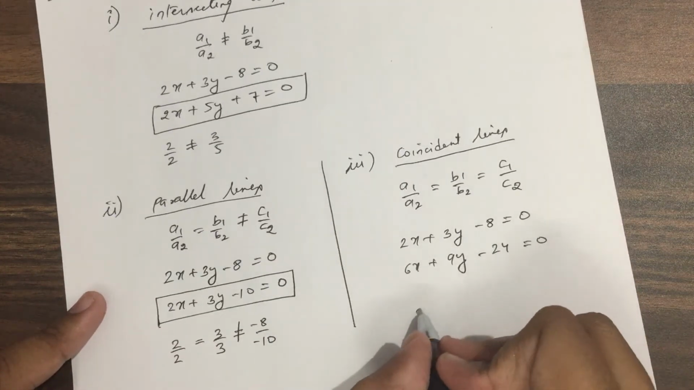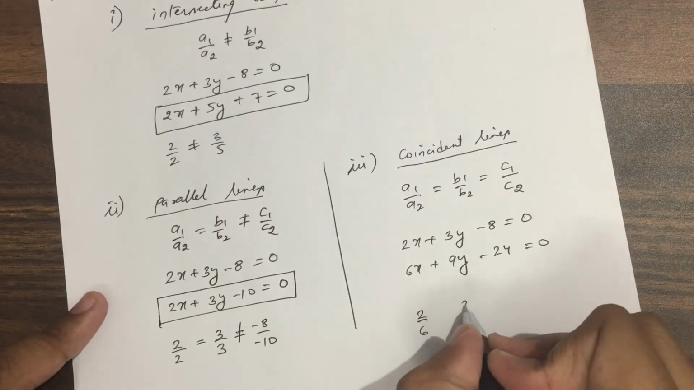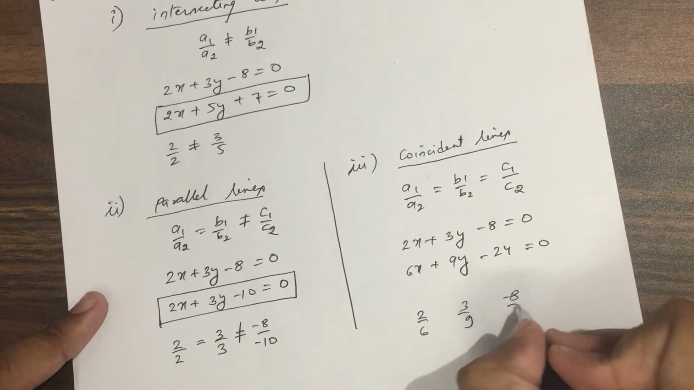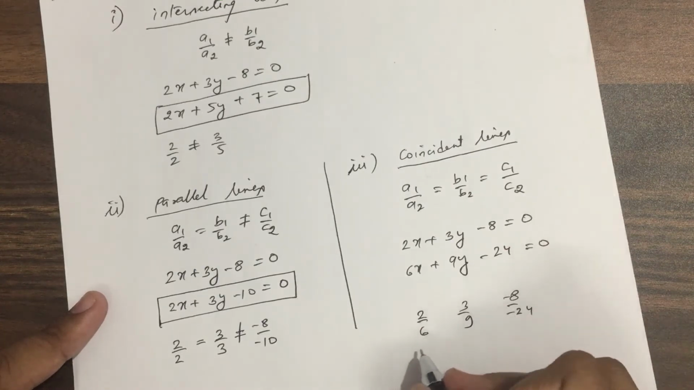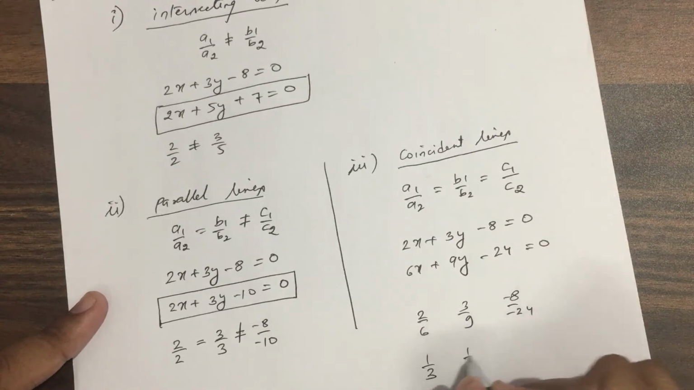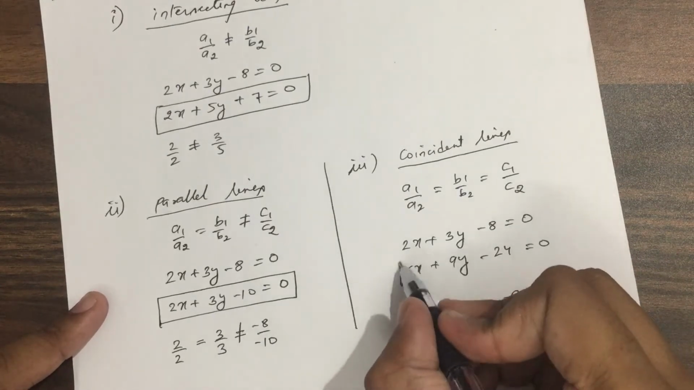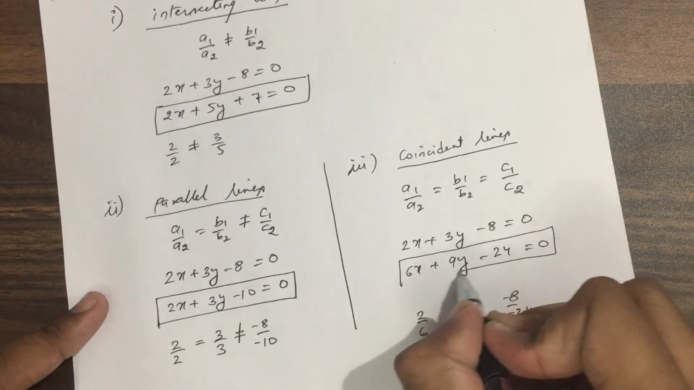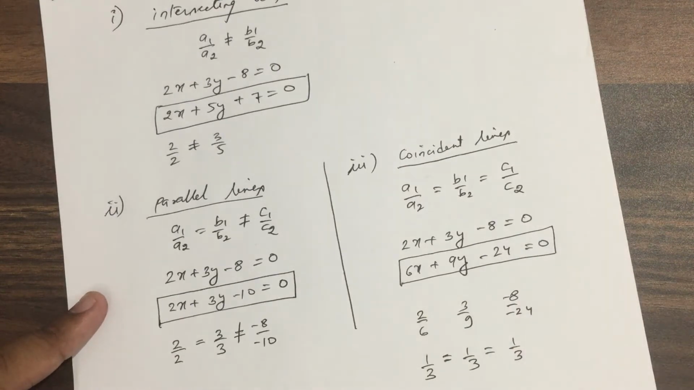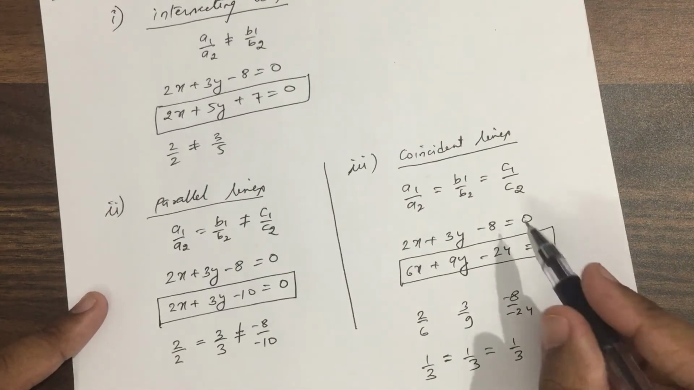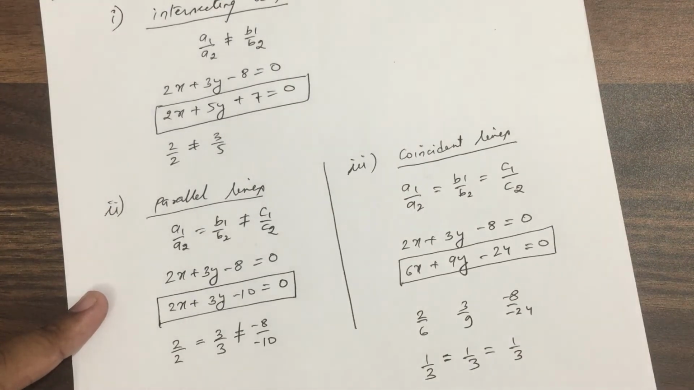Here you can see that when we compare the ratios 2 upon 6, 3 upon 9, minus 8 upon minus 24, on simplifying we get 1 upon 3, 1 upon 3, 1 upon 3. Therefore a1 upon a2 is equal to b1 upon b2 is equal to c1 upon c2. Therefore this will form a pair with this equation such that both lines are coincident lines. This completes your 6th question also.